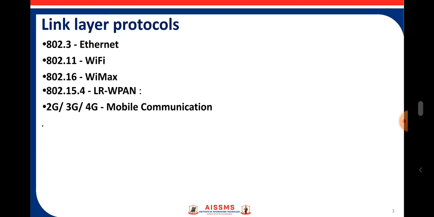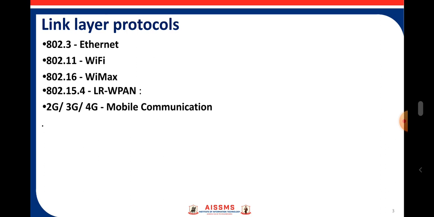IEEE 802.3 is a collection of wired Ethernet standards for the link layer. These standards provide data rates from 10 Mbps to 40 Gbps and higher. The next is 802.11 Wi-Fi. IEEE 802.11 is a collection of wireless local area network communication standards, including extensive description of the link layer, and the data rate varies from 1 Mbps to 6.75 Gbps.